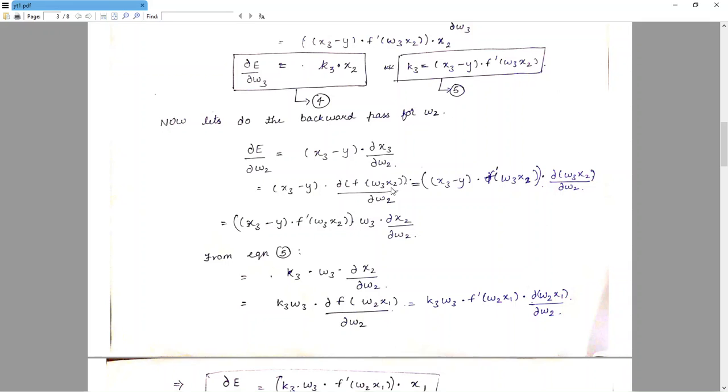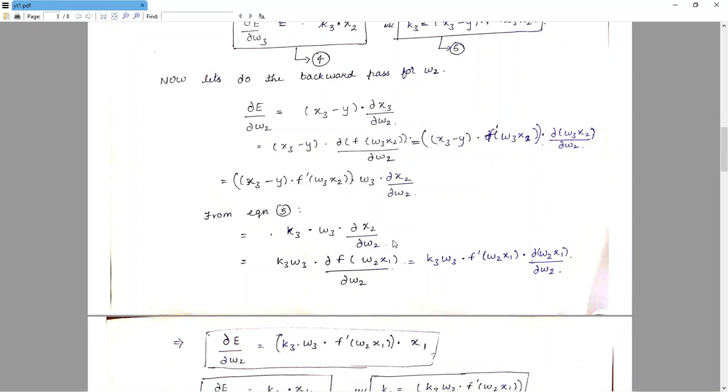Awesome. Then it will be simply x3 minus y into f dash of w3 x2 into the partial derivative of w3 x2 by the partial derivative of w2, as I told you before. Now clearly this is x3 minus y into f dash of w3 x2 into w3 into the partial derivative of x2 by the partial derivative of w2, get it, right?